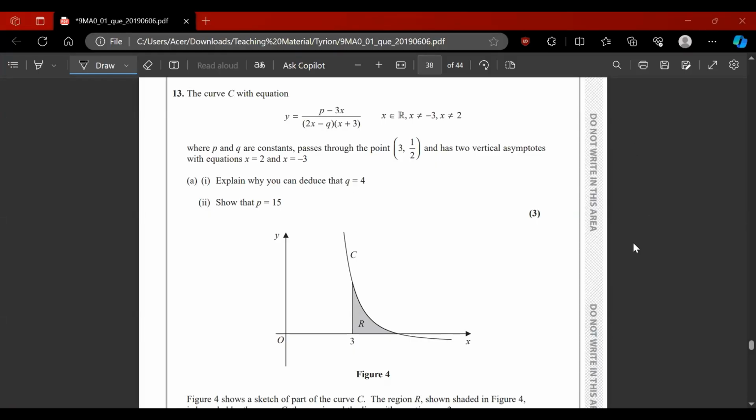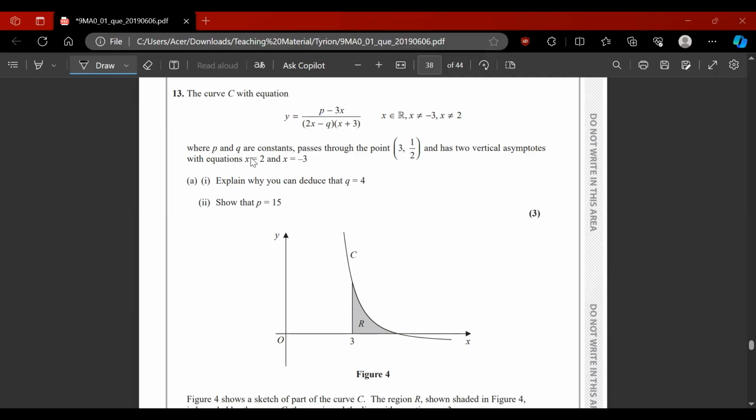So in question 13, the curve C with equation y is equal to p minus 3x over 2x minus q times x plus 3, where p and q are constants, passes through the point 3 comma half and has two vertical asymptotes with equations x equals 2 and x equals minus 3. Explain why you can deduce that q is equal to 4. Well, this one's quite straightforward.